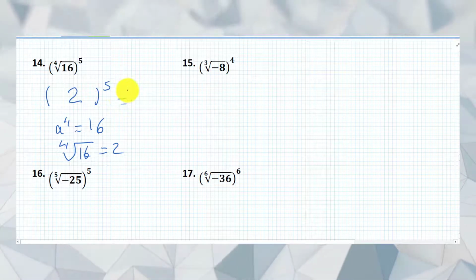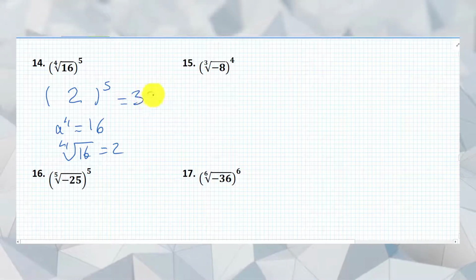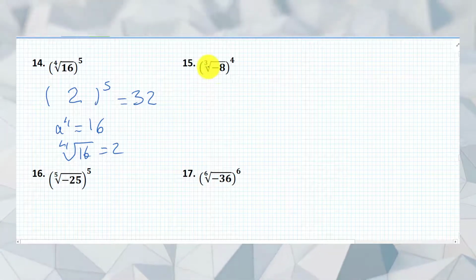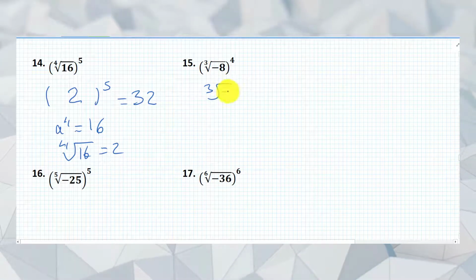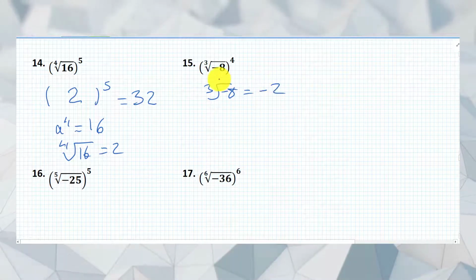And 2 to the 5 is 2 times 2 times 2 times 2 times 2, which is 32. Make sure you do know this, please, okay? All right. Cube root of negative 8. What is the cube root of negative 8? The cube root of negative 8 is negative 2 because negative 2 cubed is equal to negative 8.